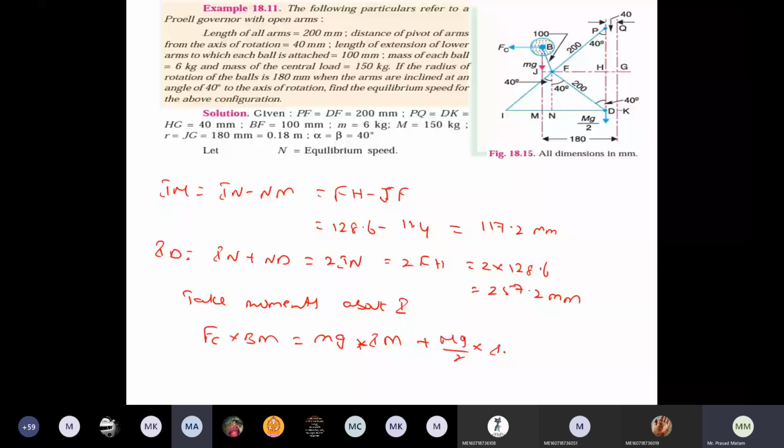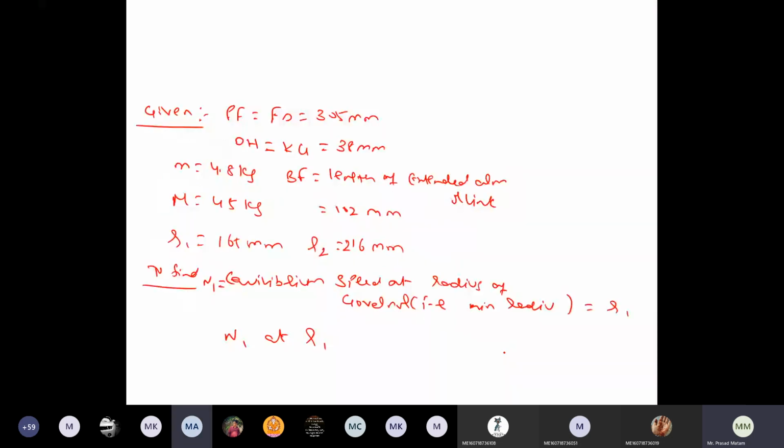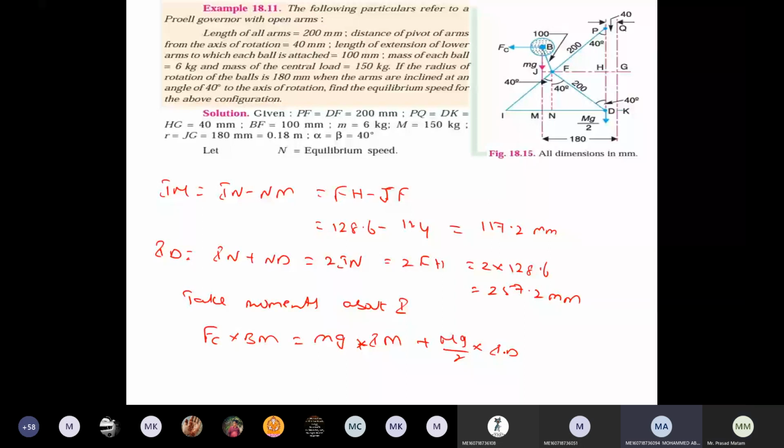Okay, next I'm using the next slide. Tell me, how is IN minus MN equal to FH minus JF? From the trigonometric relations, I am getting these values. You can see how to write the IM value: IM is equal to IN minus MN. Now what is IN here? You can see this is a square we are getting here. By symmetry of the triangles, I can show that IN is nothing but FH.